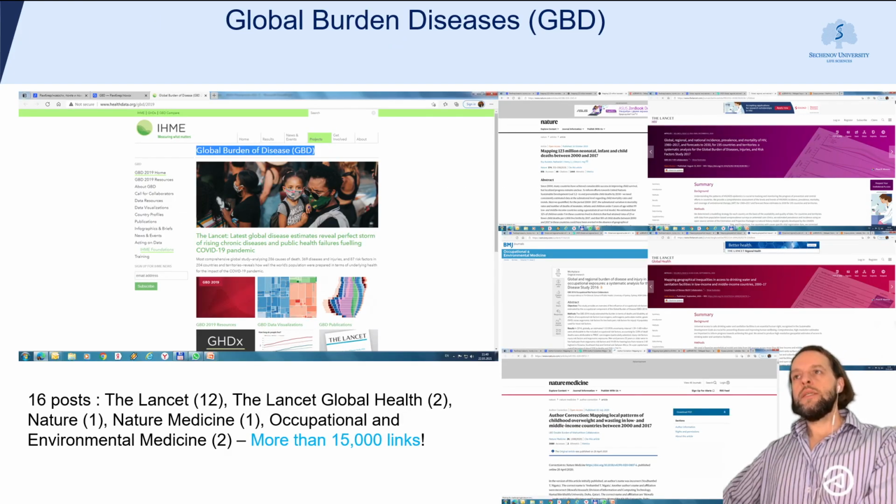Also, we participate in the Global Burden of Disease initiative. This is a global project to gather information about the structure of diseases and which problems are related to them, and in this system we provide information regarding the situation in Russia.